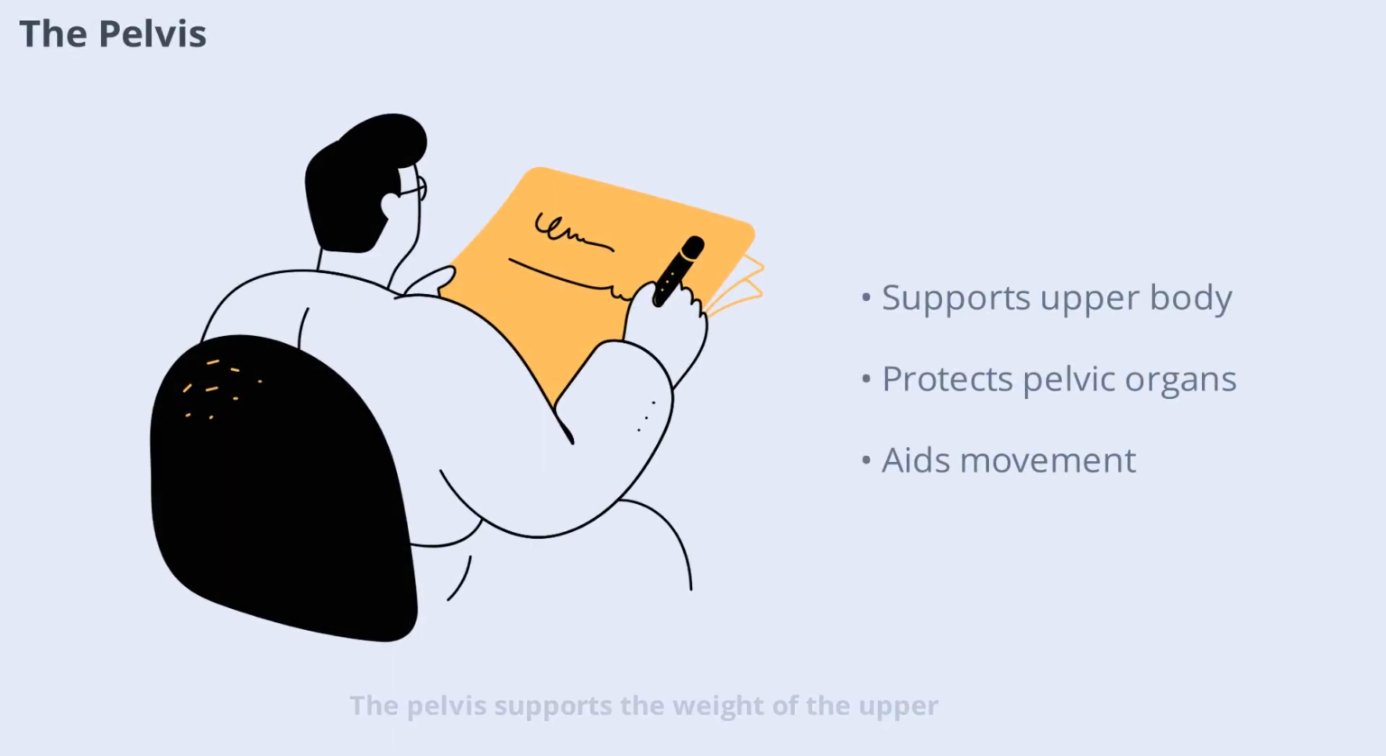The pelvis supports the weight of the upper body and protects organs such as the bladder, reproductive organs, and part of the intestines. It connects the spine to the lower limbs and provides stability for movement. The pelvic region is essential for posture, balance, and childbirth.